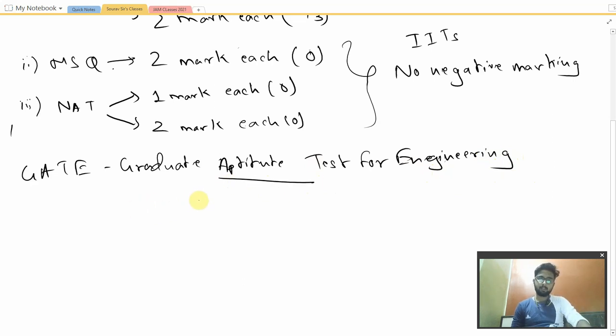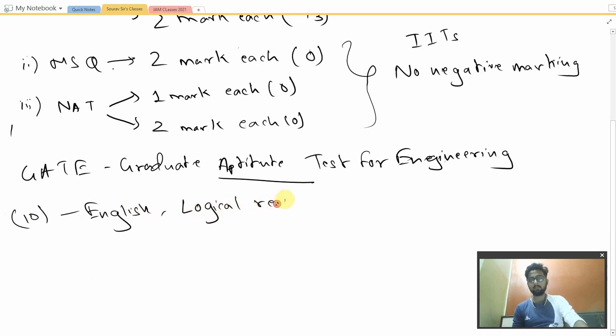As the GATE is an aptitude test also, 10 questions will be there containing aptitude-like questions. They would be having English, logical reasoning, and maths, or we may say quants.